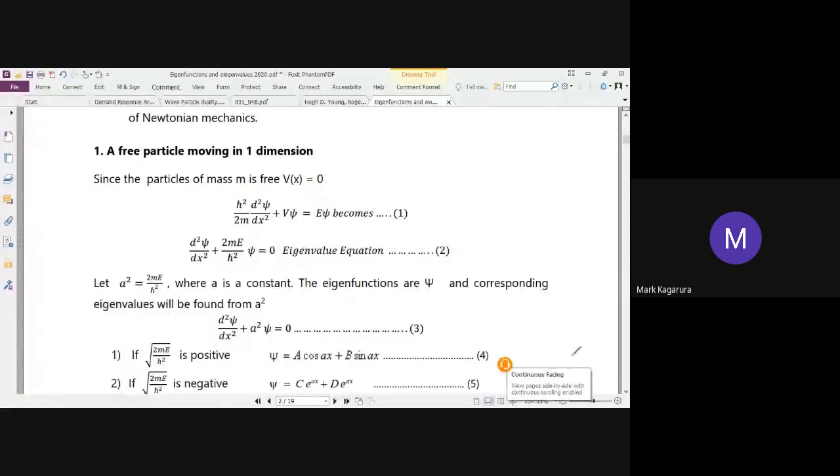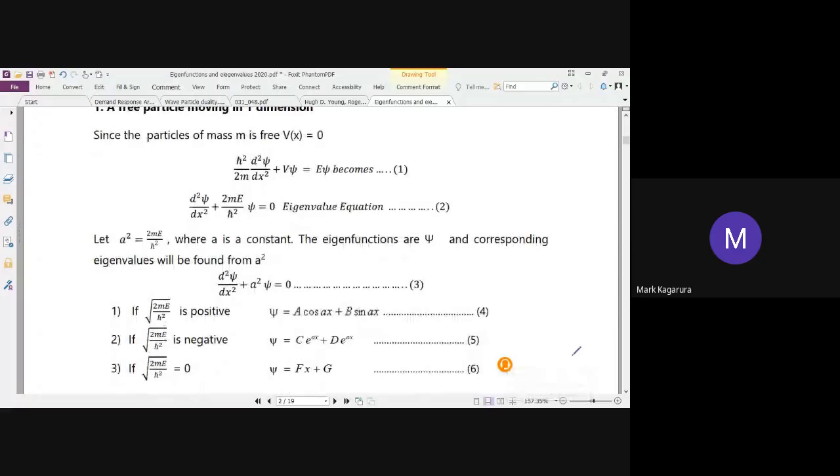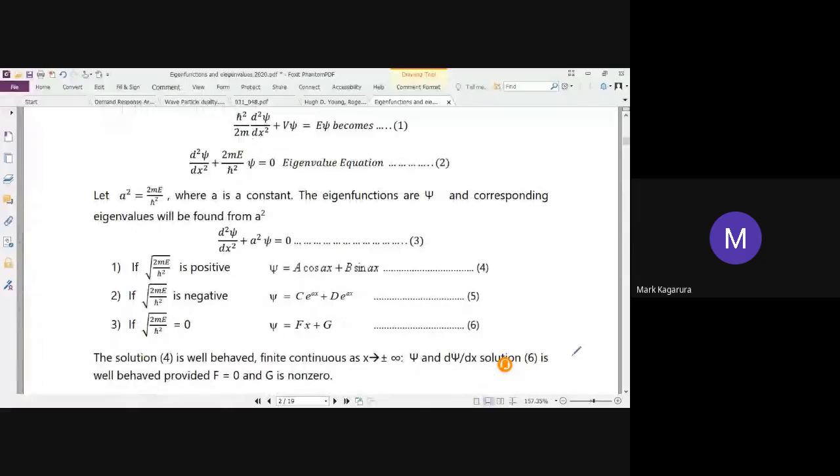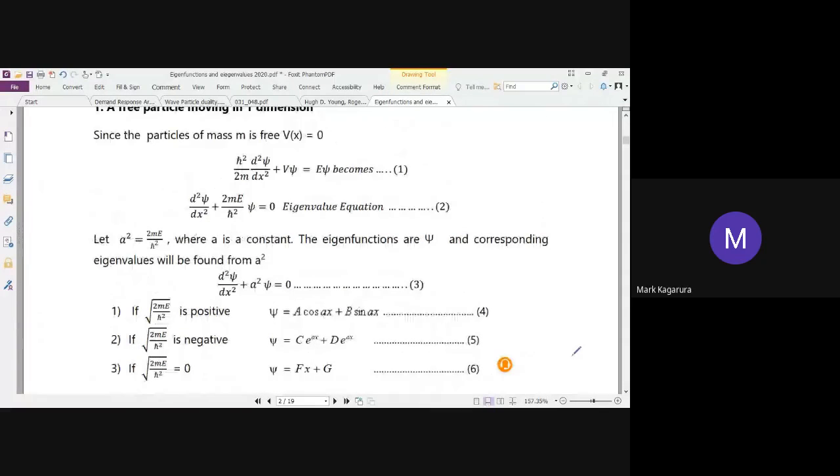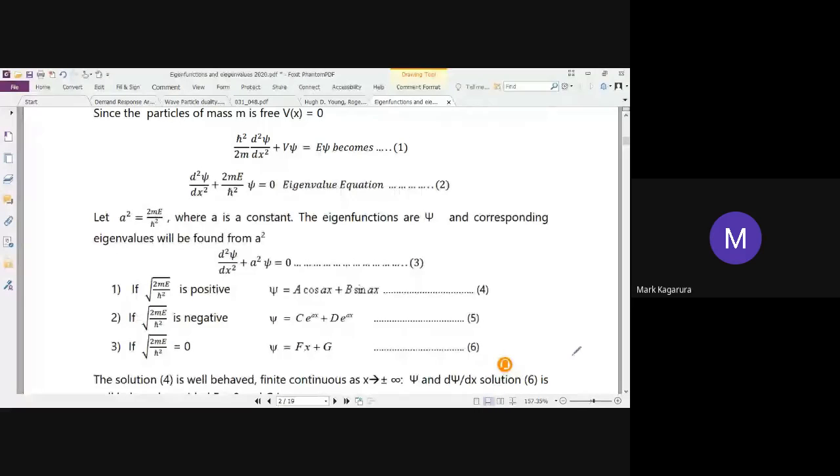So I want to first look at the free particle, but before we look at the free particle, we need to look at general solutions of differential equations.